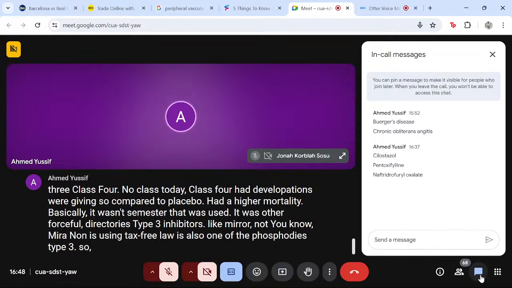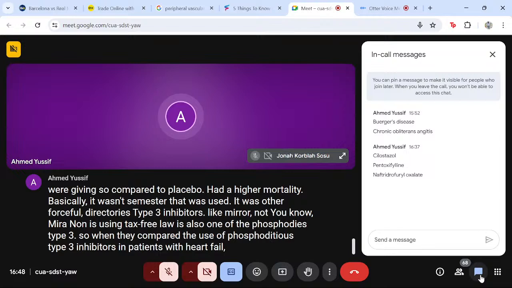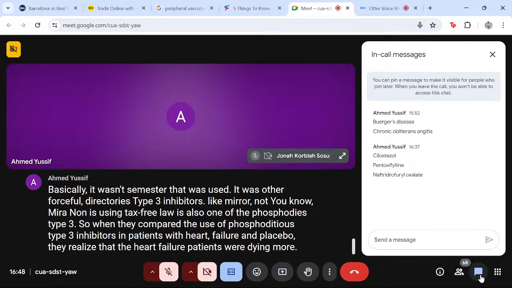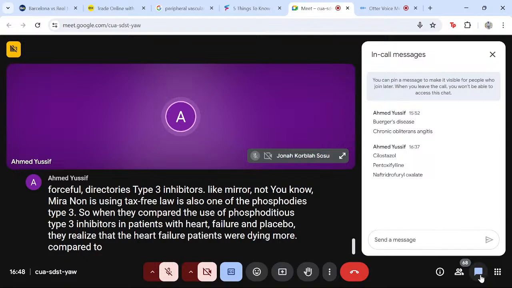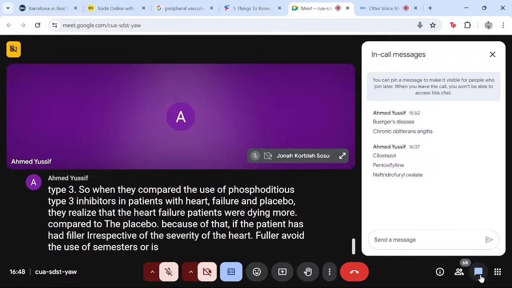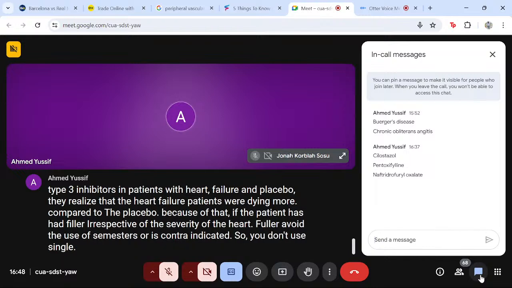So when they compared the use of phosphodiesterase type 3 inhibitors in patients with heart failure and placebo, they realized that the heart failure patients were dying more compared to the placebo. So because of that, if the patient has heart failure, irrespective of the severity, avoid the use of psilocybin. It's contraindicated. So you don't use psilocybin in patients with comorbid heart failure. So let's take note of that.